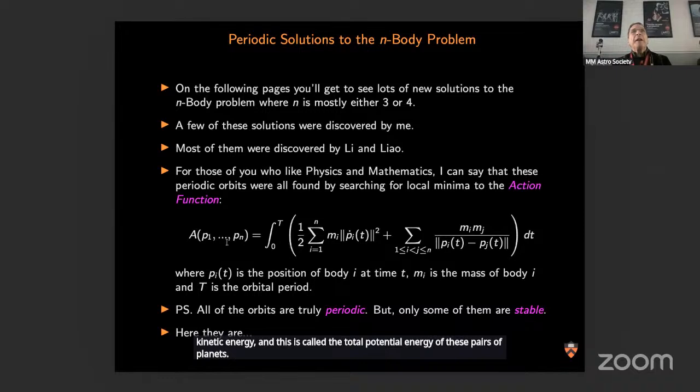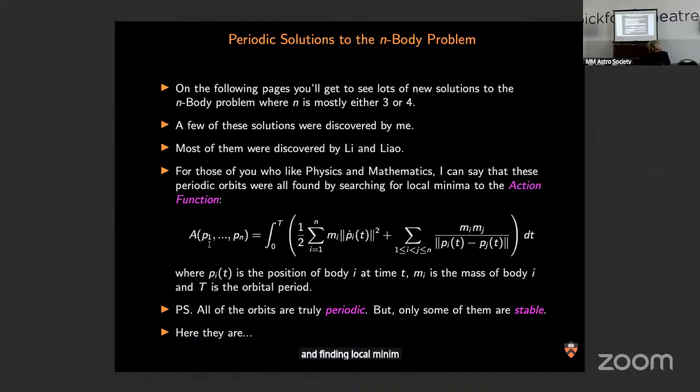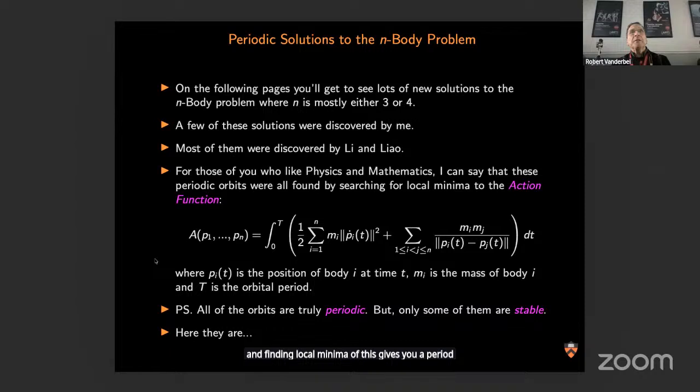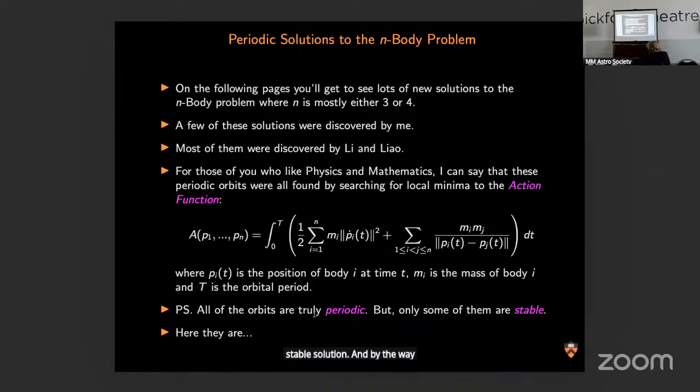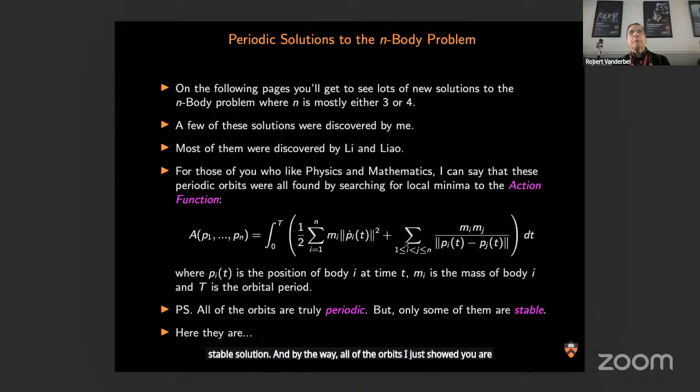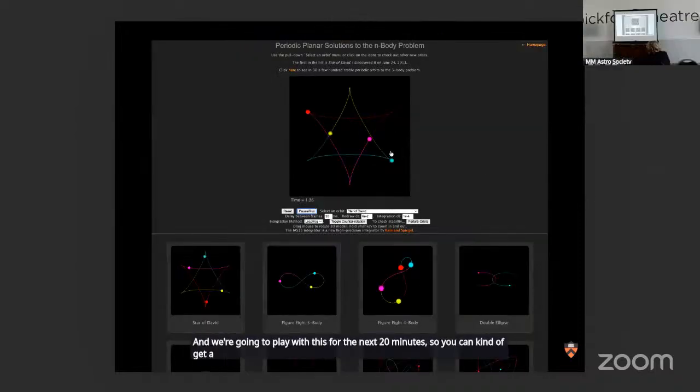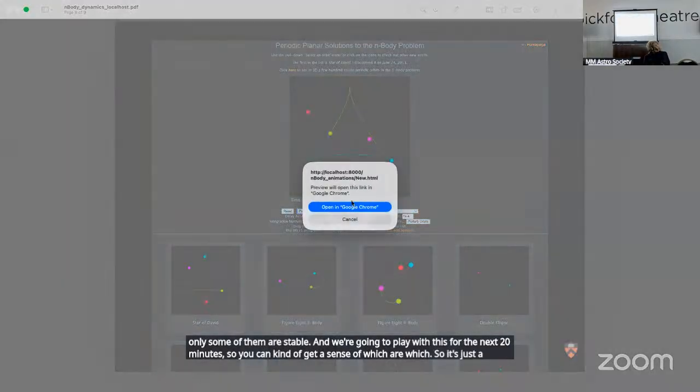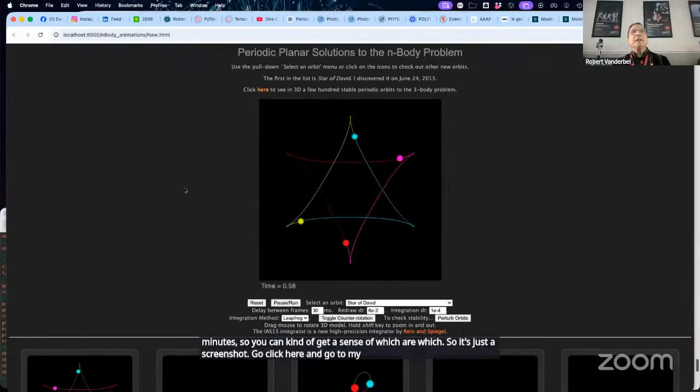And finding local minima of this gives you a periodic stable solution. And by the way, all the orbits I'm going to show you are periodic because they were local minima here, but not all of them are stable, only some of them are stable. And we're going to play with this for the next 20 minutes so you can kind of get a sense of which are which. So it's just a screenshot. Go click here and go to my webpage that shows these things.